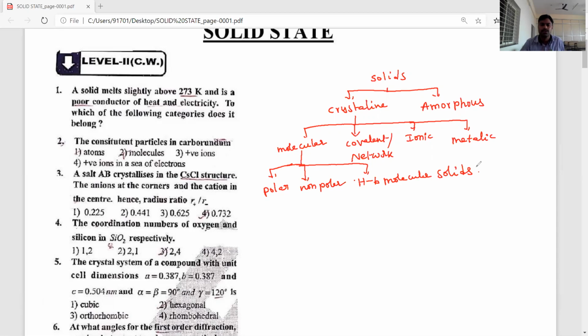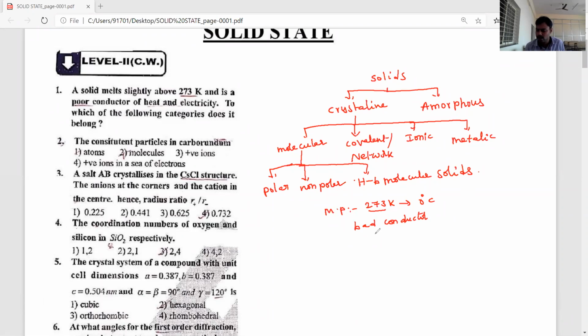Okay, this is about the classification of solids. Now in this question, a solid is melted at 273 kelvins. 273 kelvins means 0 degrees centigrade. It is the melting point of the solid. At that temperature, another piece of information they gave is that it is a poor conductor or bad conductor, and they asked what type of molecular solid it belongs to.